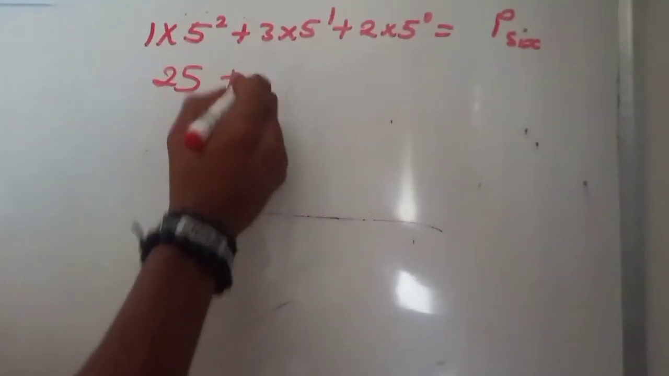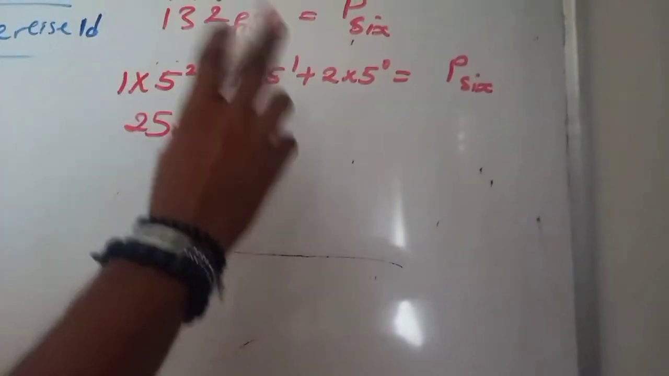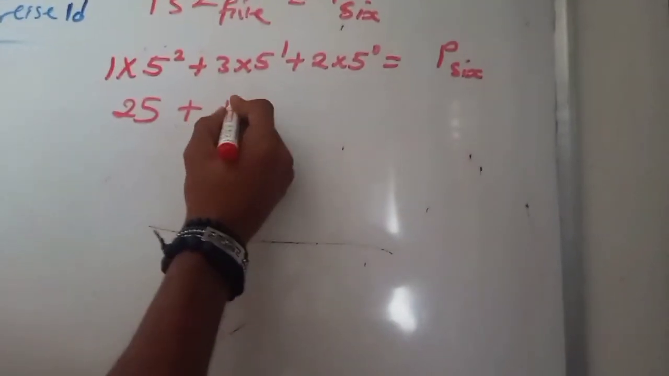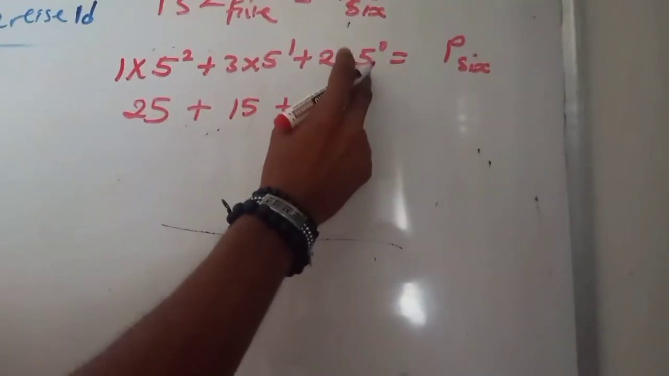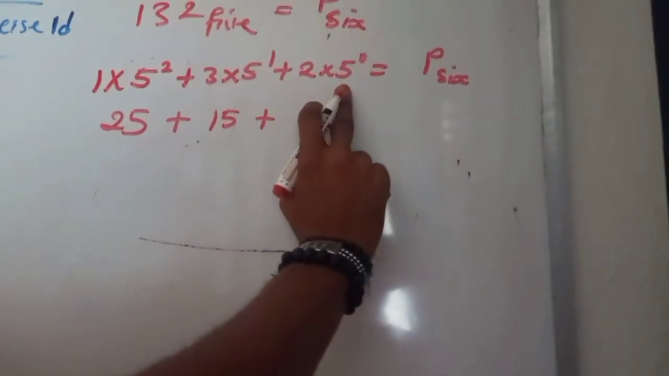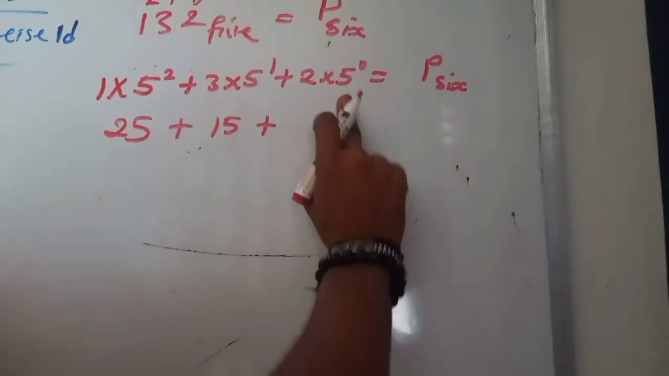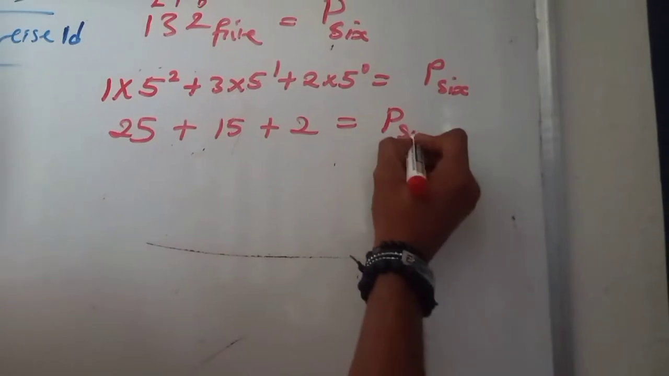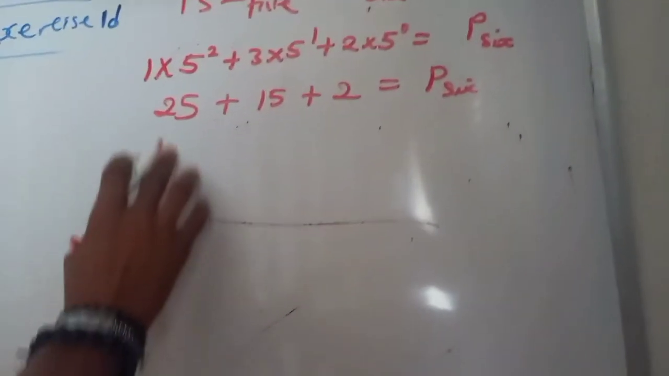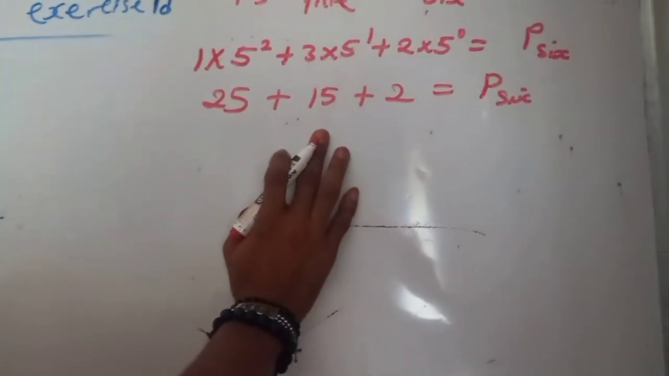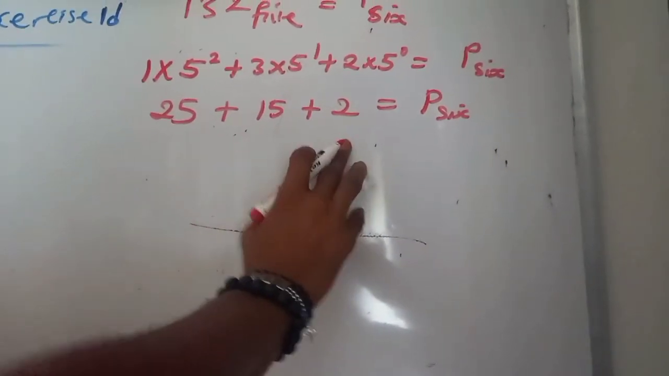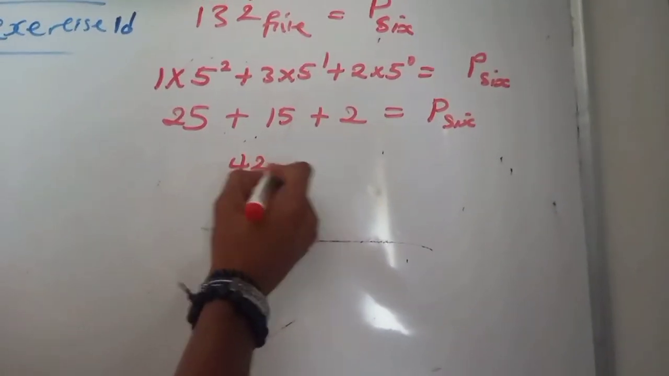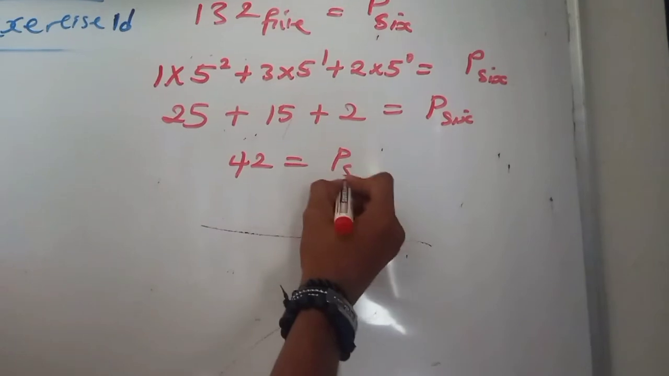So 25 times 1 is 25, plus 5 to the power 1, which is 5. 5 times 3 is 15, plus any number or any base to the power 0 is 1. So 1 times 2 is 2, which equals P base 6. Therefore, we add it up now. 25 plus 15 is 40, plus 2 is 42, equals P base 6.